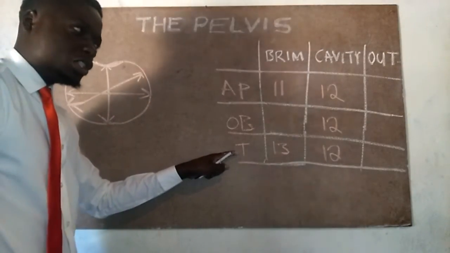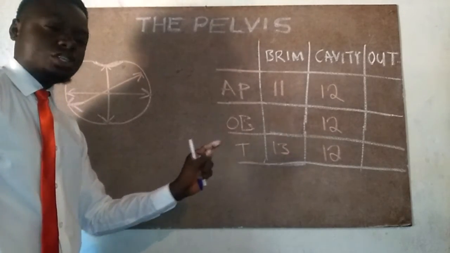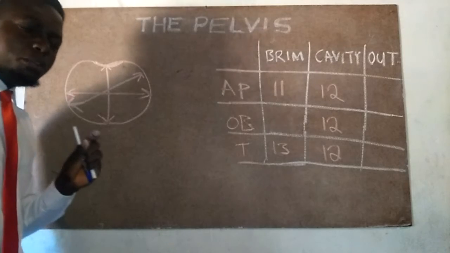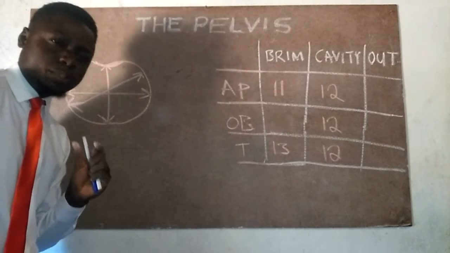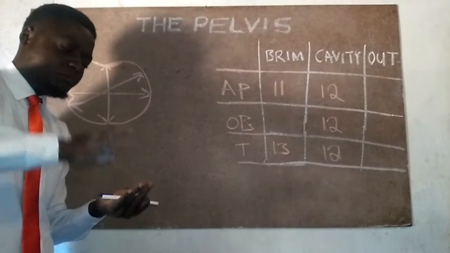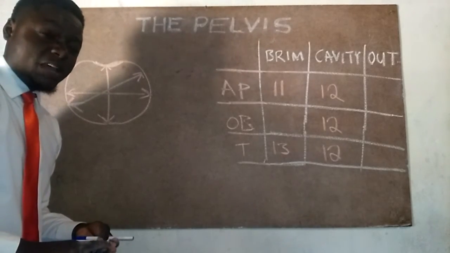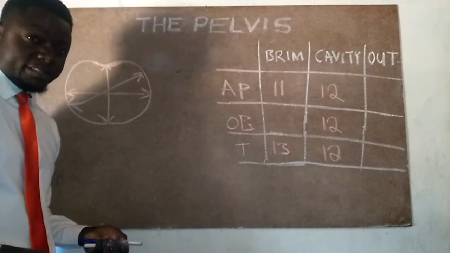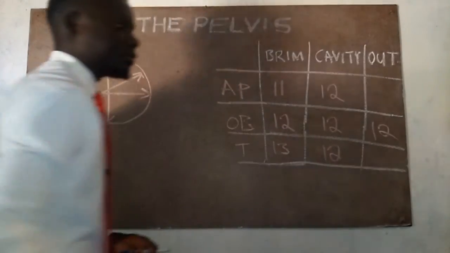Another point to note, apart from the pelvic cavity being 12 centimeters, is that the oblique diameter in all the parts of the pelvis, that is the pelvic brim, the pelvic cavity, and the pelvic outlet, all the oblique diameters are going to be 12 centimeters. So 12 centimeters, 12 centimeters.